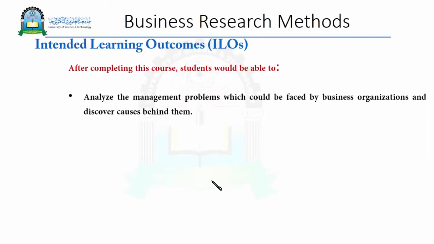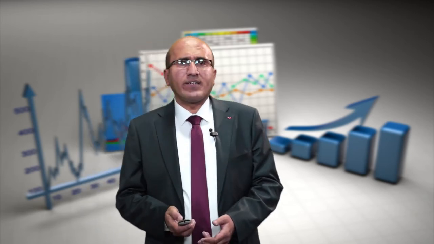The intended learning outcomes for this course are that the students would be able to, after completing this course, analyze the management problems which could be faced by business organizations and discover the causes behind them. As we know, business problems are very important to be analyzed and researched, and most organizations need people to solve their problems, and these people must be researchers. So one of the main important skills that business administration students and researchers need to acquire is how to solve problems and how to help in making decisions.